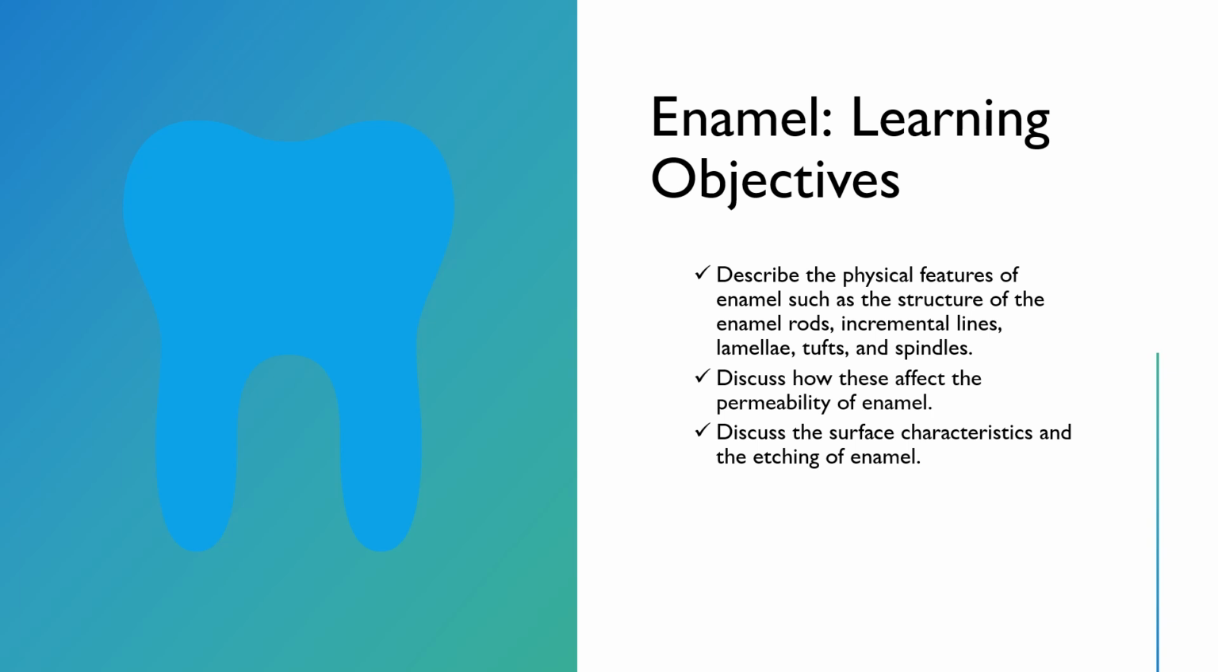So our learning objectives for this chapter are to describe the physical features of enamel, such as the structures of the enamel rods, incremental lines, lamella, tufts, and spindles. We'll also discuss how these will affect the permeability of the enamel and also the surface characteristics and the etching of enamel.